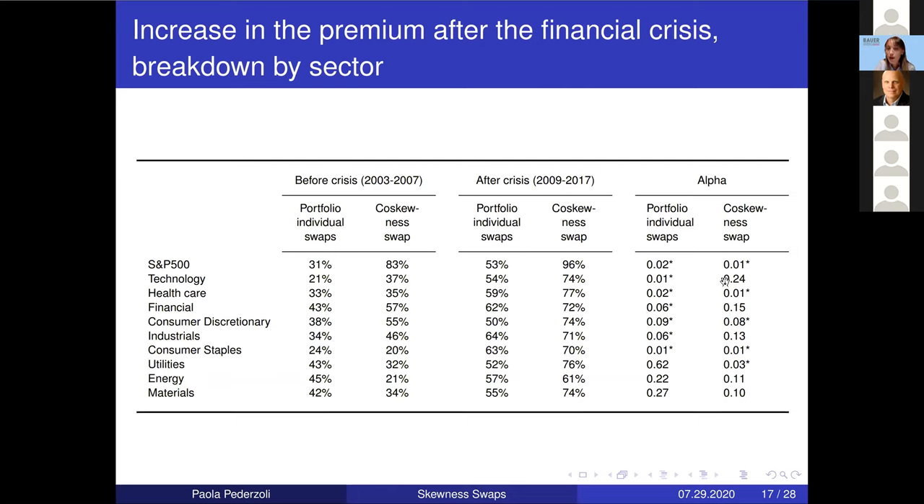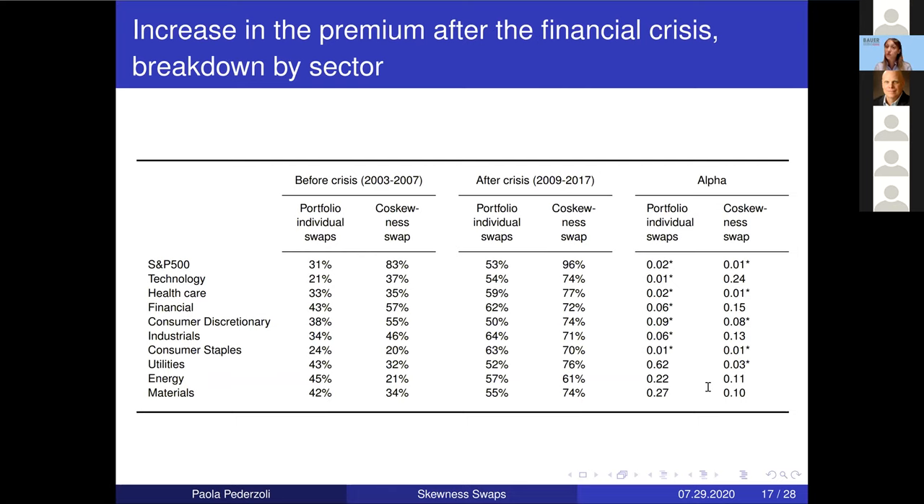But then when I look at the statistical significance, this is a difficult task because these skewness swaps are bets on crashes. So I showed you the picture. When there is a crash, then you have really huge outliers. So it's difficult econometrically to handle the time series of these returns. So how can I assess the statistical significance of this increase?